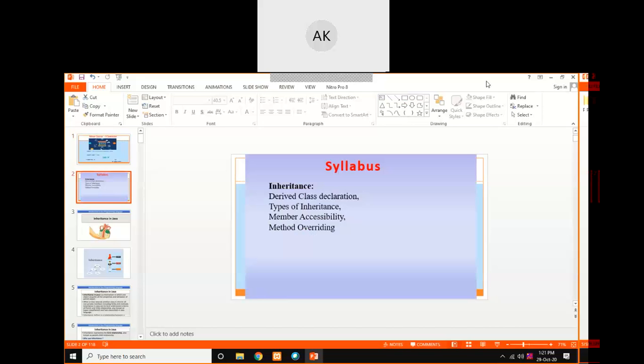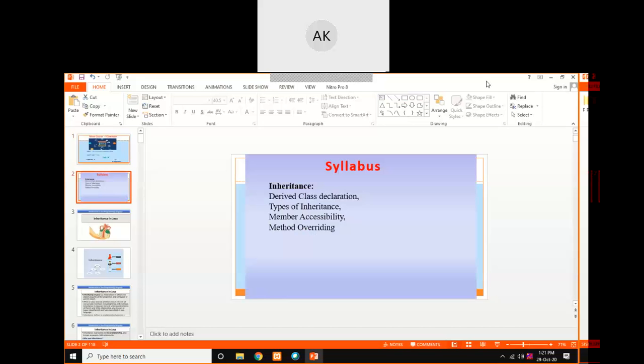So in this particular unit we are going to look into how we are going to use inheritance when we want to write a Java program, then how we are going to declare the derived class, then which are the different types of inheritances we have in object oriented programming language or particularly in Java, then what is member accessibility and how it varies when we define the different access specifiers like public, private and protected. And finally we are going to look into the topic called method overriding, right?